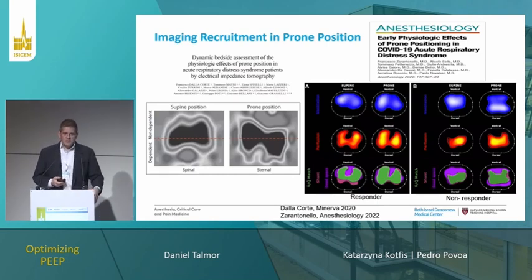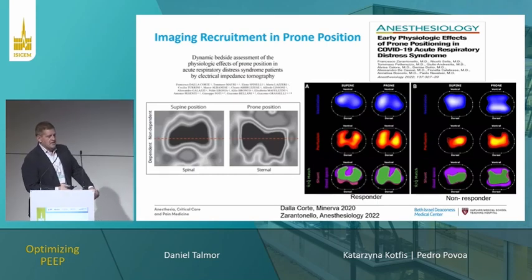We can image this. So here are EIT images that show bedside assessment of the prone positioning. Now there are people who respond better or people who don't respond to prone positioning, but we can see in this responder here an improvement in ventilation, an improvement in perfusion after proning, and an improvement in the VQ matching during proning. Okay? So that's improved distribution of the ventilation.